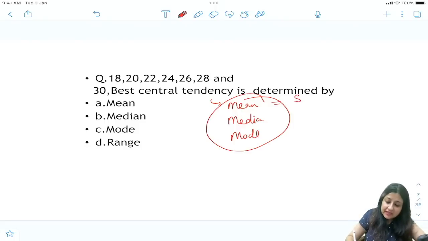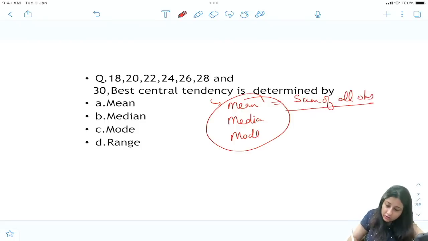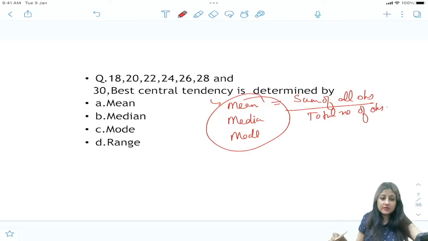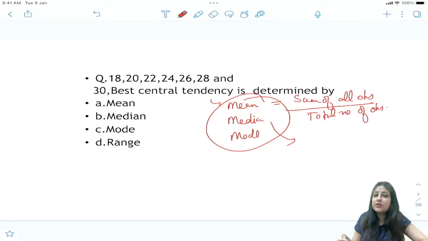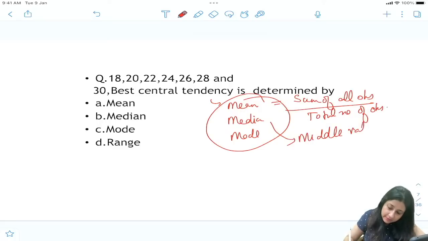Now, what is mean? Mean is the sum of all observations divided by the total number of observations, right? Mean to yahi hota hai, sum of all observations divided by the total number of observations, hai na? Okay. Median kya hota hai? Median is the middle value.